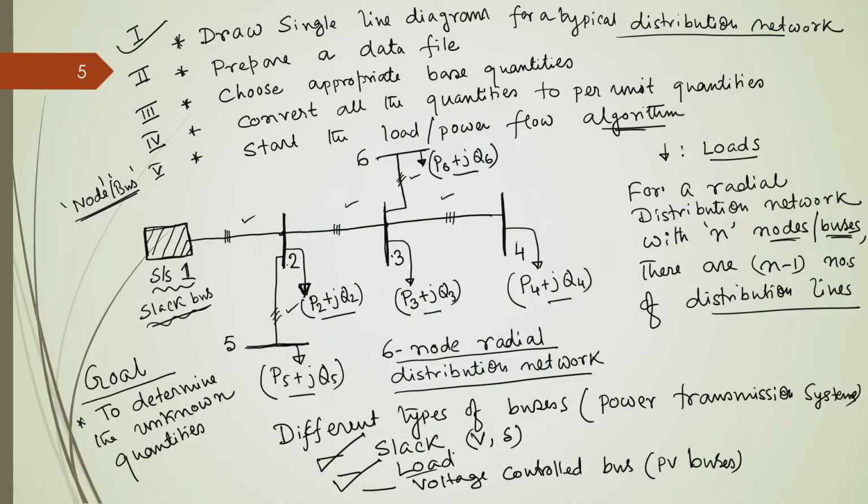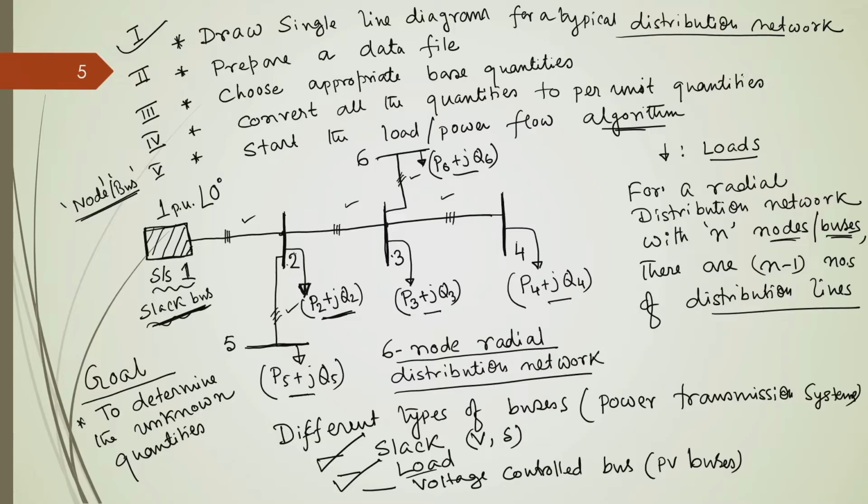But for load buses, as you have seen, the power demand is specified, P and Q, active and reactive power demands are specified. So, the unknown quantities are the voltage and its angle. So, basically the goal of this power flow analysis is to determine the voltage magnitude and the angle of all these load buses. Having this slack bus voltage and angle known, let us consider this voltage is represented by 1 per unit at an angle of 0 degree.